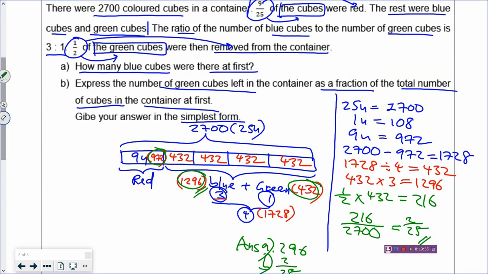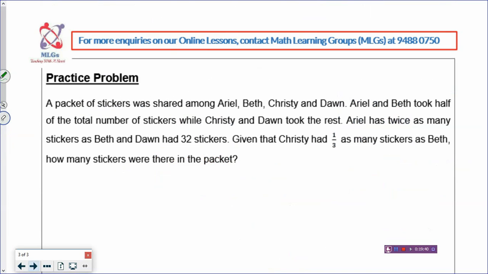Okay, now let's go on to the practice problem, and I will give you about 10 minutes to try to work it out on your own. All right, so your time starts now.